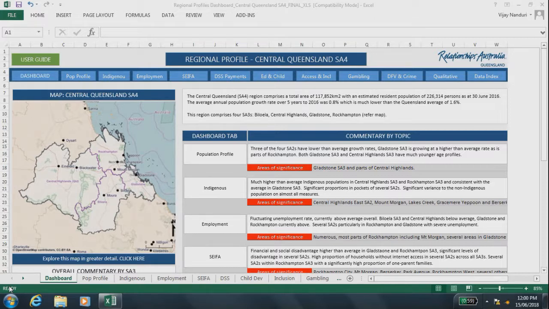Within each SA4, there are smaller areas known as SA3s, and then SA2s, which are smaller again. Each fits inside the other. If all the SA2s were shown on a map, it would look like a jigsaw puzzle. Further explanation of statistical areas is provided in the user guide within each profile. Please note there may be several regional profiles or SA4s covering one RAQ region.